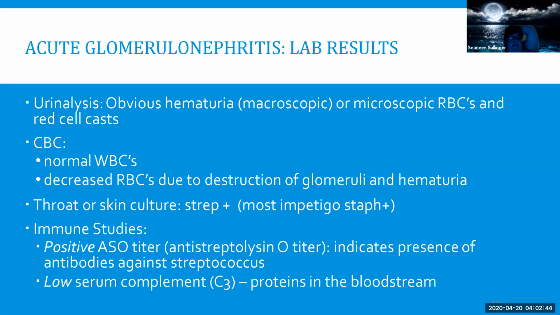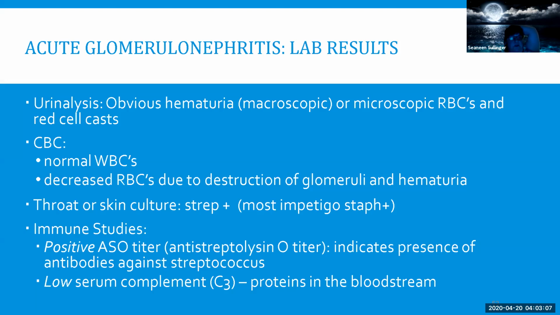So in the urinalysis for glomerulonephritis, you'll see RBCs, red cell casts. Generally speaking, in the complete blood count, normal WBCs, but decreased RBCs because the glomeruli are damaged and the blood is going out in the urine. So we're losing blood there.